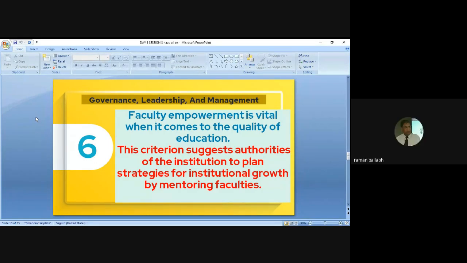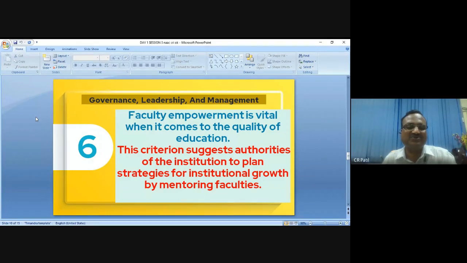True, sir. If I am asking a teacher of pharmacology to teach pharmacodynamics, what will happen to quality? We should not ask about quality if the leadership or management is not governing your institution as per the norms. If I'm asking Dr. Patil to take 8 classes every day, there is no question of quality delivery.